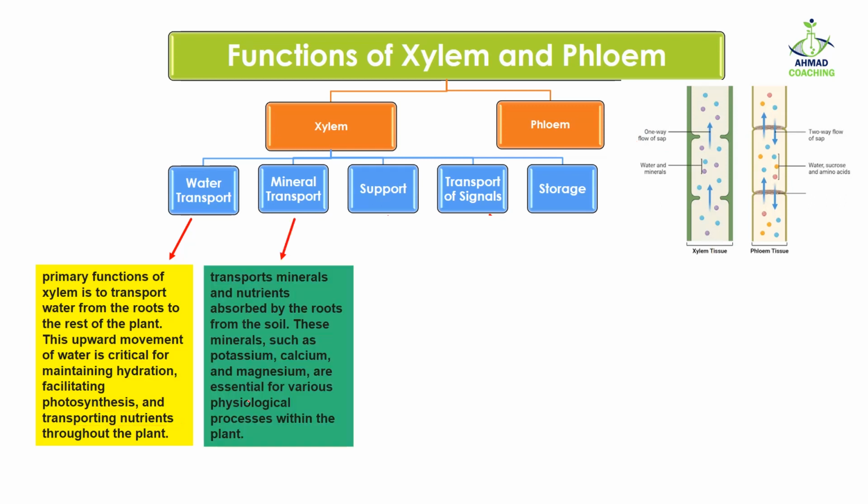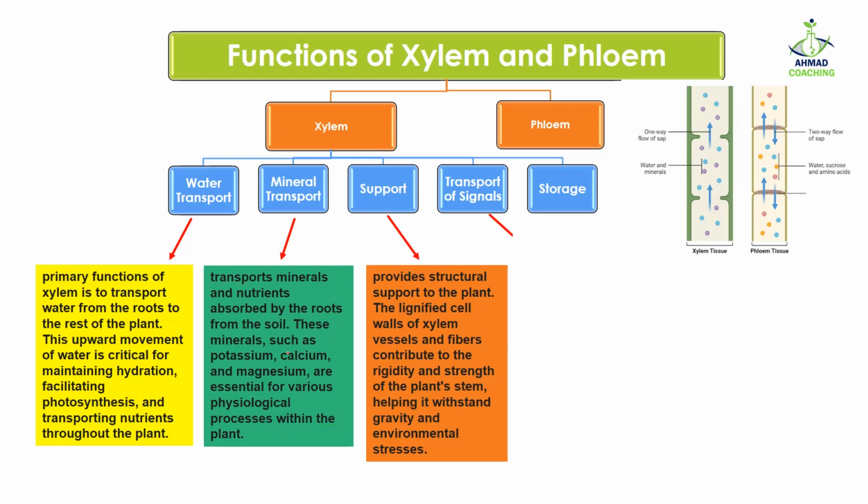The second function is mineral transport. The xylem is involved in the transport of minerals, which are absorbed by the roots from the soil. These might be potassium, calcium, magnesium, and also nitrogen, which are important for different physiological processes of the plants. We know that these minerals are required by enzymes so that the plant can perform different functions.